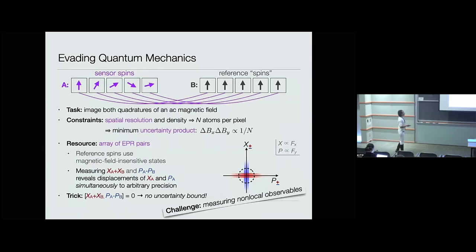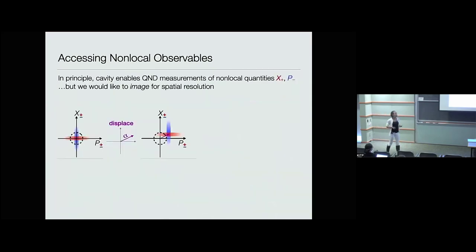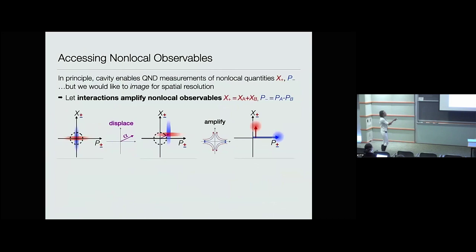So that's an idea that sounds nice in principle, but has one potential challenge, which is I need to measure these non-local observables, the sum of the x's and the difference of the p's for these two subsystems. And the neat thing is the cavity actually does give me a way to couple to those non-local observables. If we want to actually detect these non-local quantities with spatial resolution, it's convenient to image. So what we want to do is let cavity-mediated interactions amplify the non-local observables, and then we're going to take a picture that allows us to access that information.